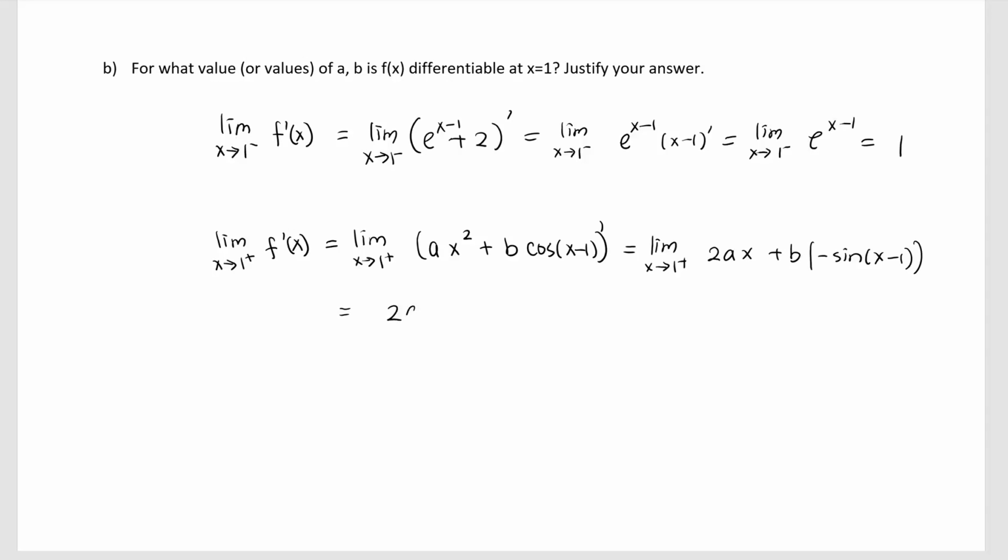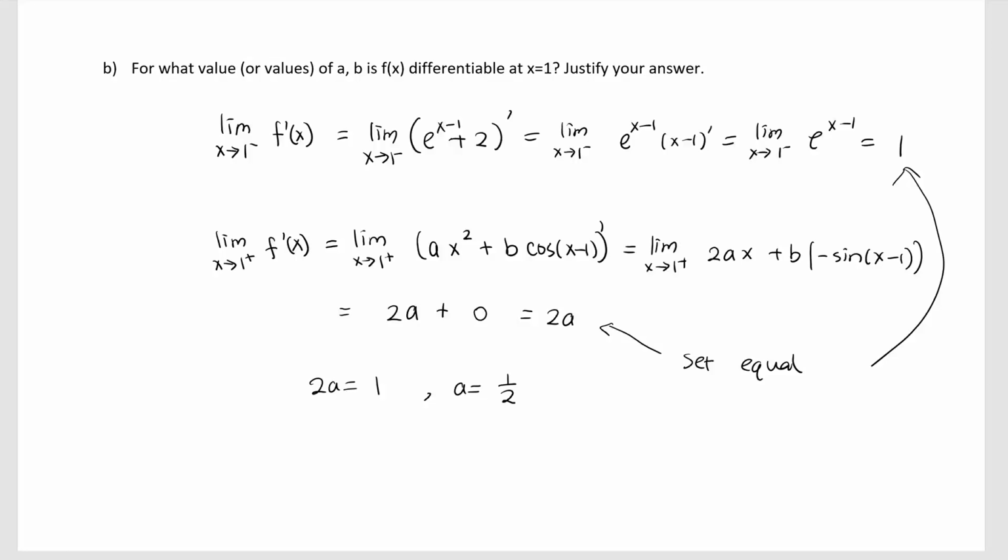We have 2a. Here we plug in 1. 1 minus 1 is 0. Sine 0 is 0, so that's 0. So we get 2a. Oh, what happened? We set them equal. So we have 2a equals 1.